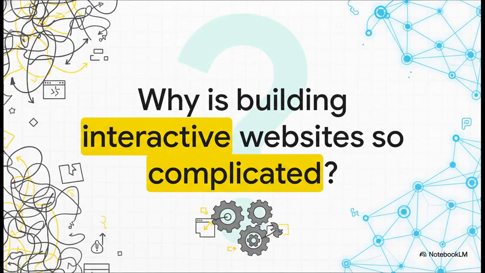So let's kick things off with a problem that pretty much every web developer runs into. You want to build something cool and dynamic where things can update on the fly without a full-page refresh. But as you start adding more and more features, your code just becomes this tangled mess. So why is this so complicated?